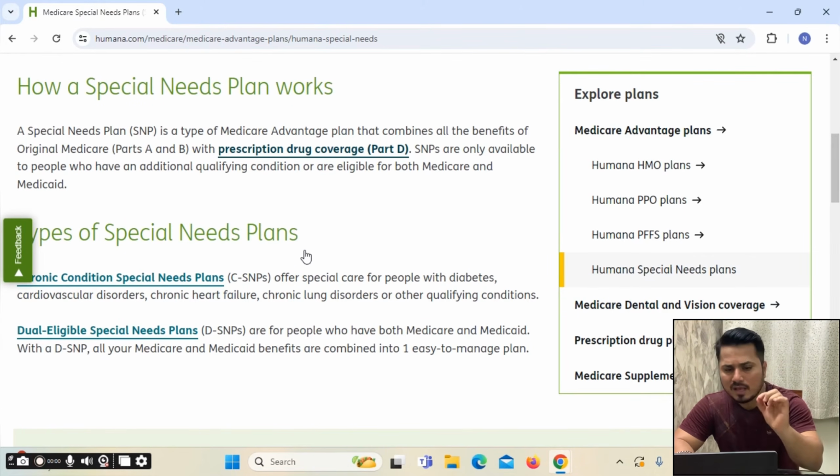Let's understand that. A special needs plan, which is called SNP, remember the short form, is a type of Medicare Advantage plan that combines all the benefits of original Medicare, which is Part A and Part B, with prescription drug coverage, Part D. SNP plans are only available for people who have an additional qualifying condition or are eligible for both Medicare and Medicaid.